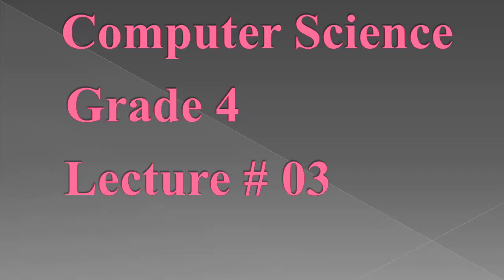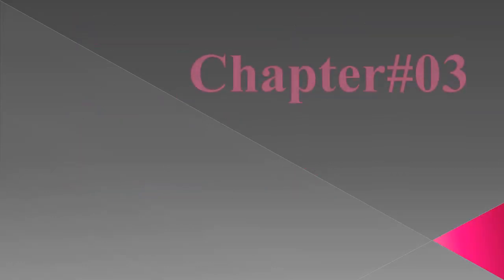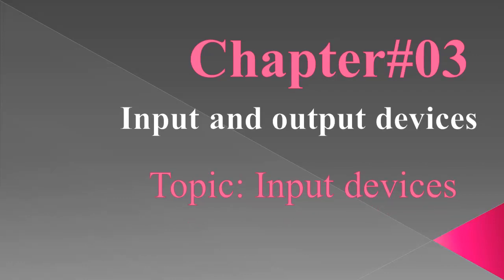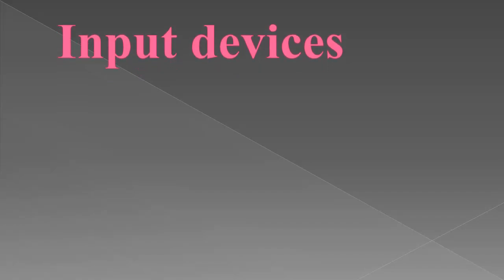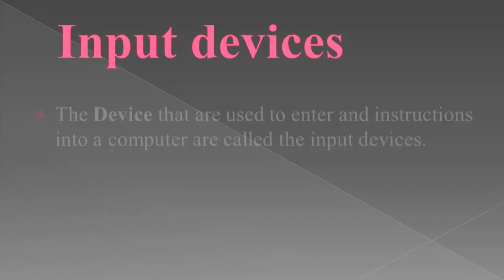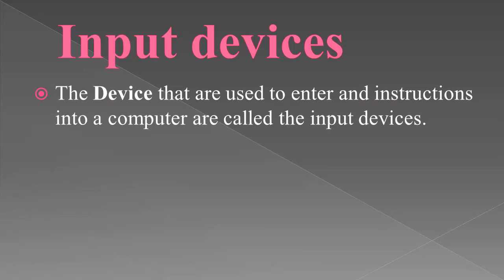Today we are going to start our new topic about input and output devices. We have studied that a computer follows the basic rules of IPO: input, process and output. It does the work by using some devices. These are input devices, processing devices and output devices. So let us study about these devices in detail.